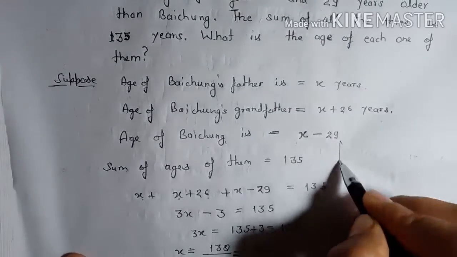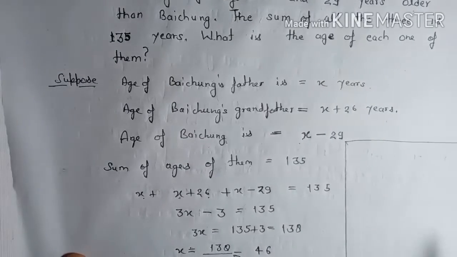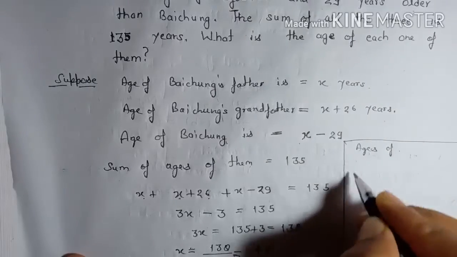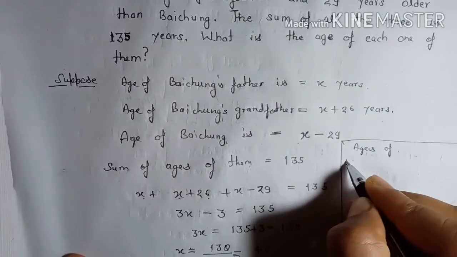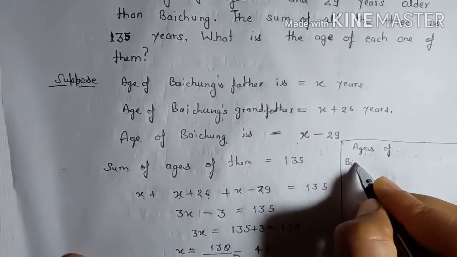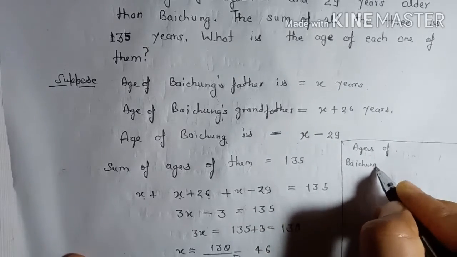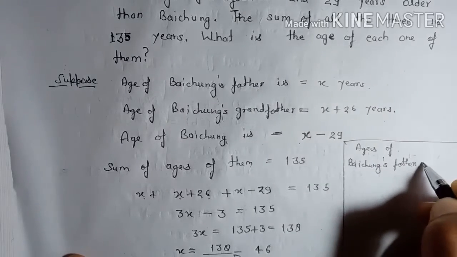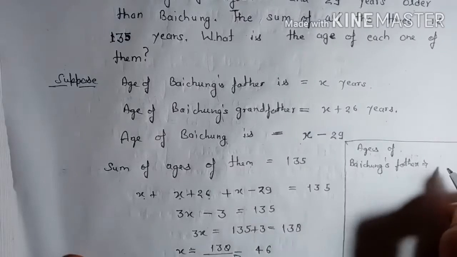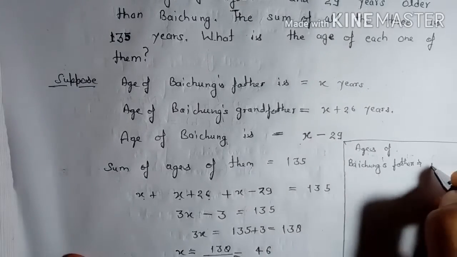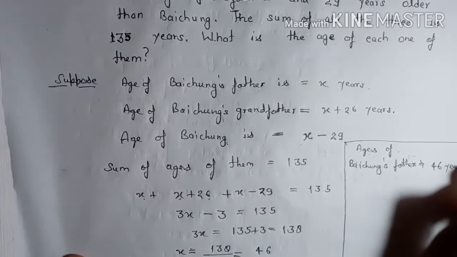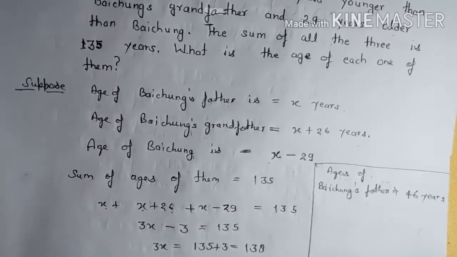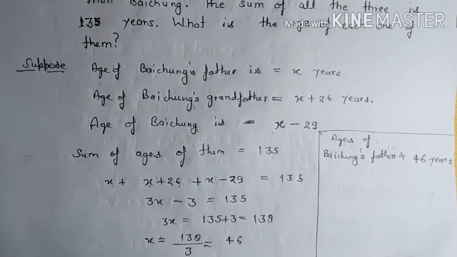So ages of first Baichung's father. Age of Baichung's father is X years, it means 46 years. Okay, I think you can see this now.